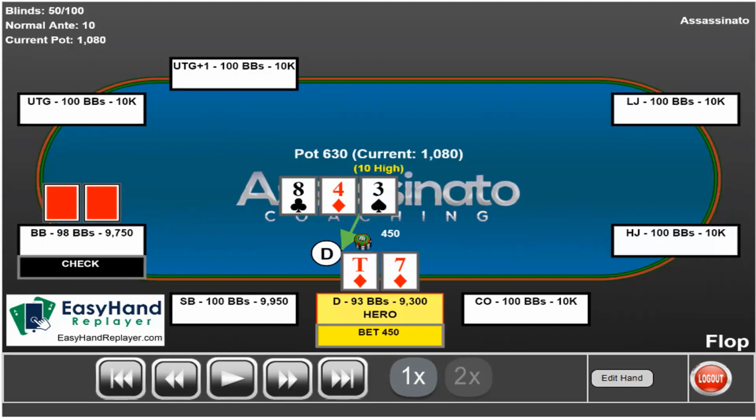Let's say I bet this much, 450. How often does this need to work, guys? What do you do mathematically to figure out how often this works? This is one of the first things I learned when I started learning poker. Very beginning. This is the beginning of your poker studies.